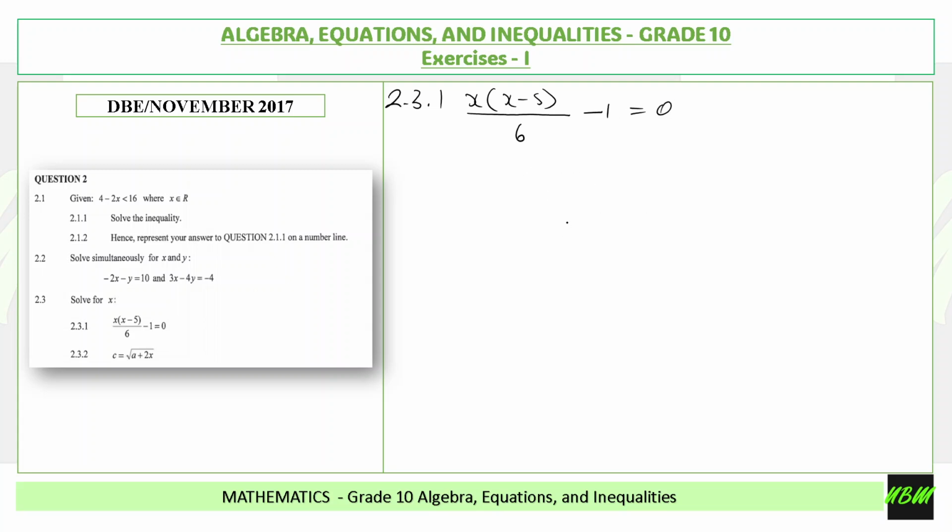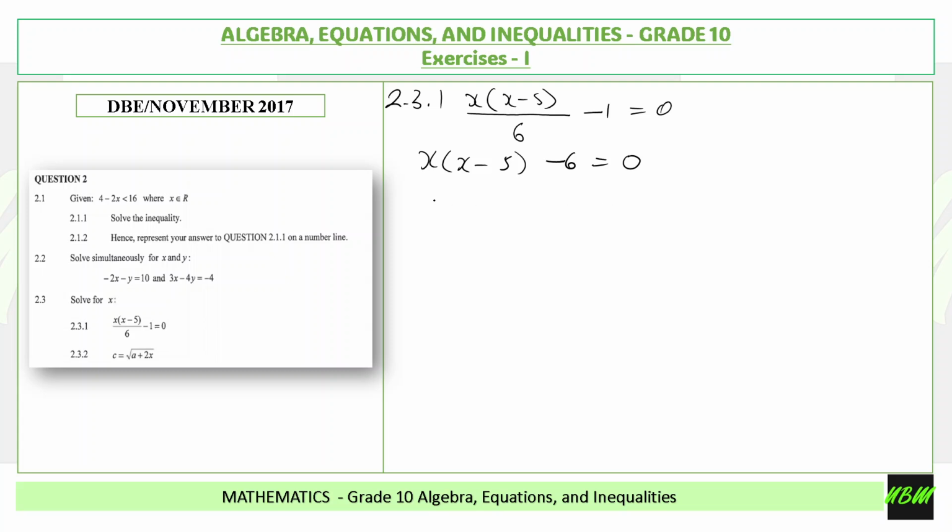So the first step, let us get rid of what? The 6 in the denominator, by multiplying throughout by 6, meaning you multiply each term by 6. Then the first term, x multiplied by x minus 5 all divided by 6, multiplied by 6, will just be x times x minus 5. 6 will cancel 6. Minus 1 times 6 is minus 6, equal to 0 multiplied by 6, which is 0.